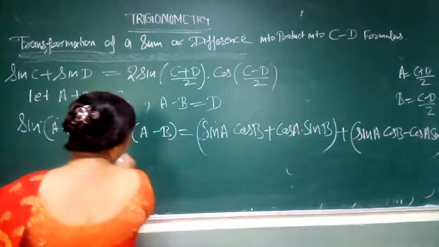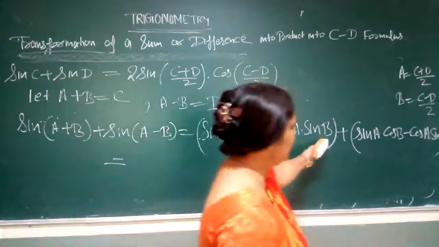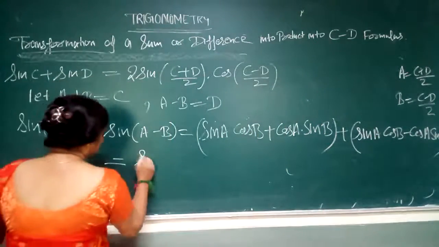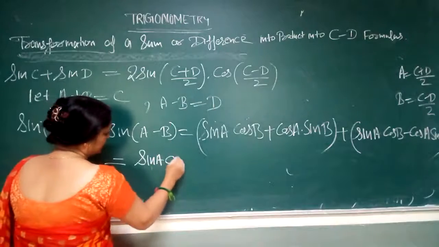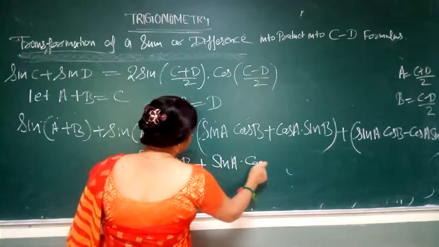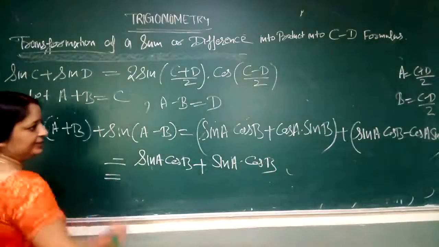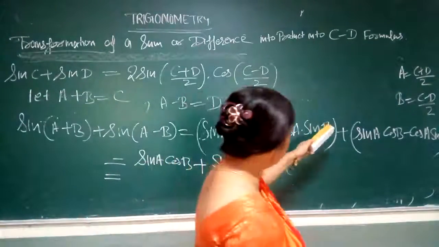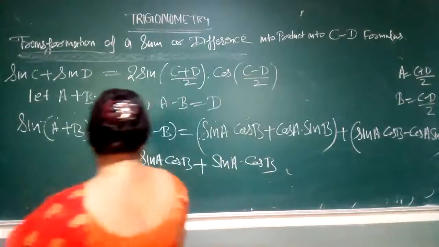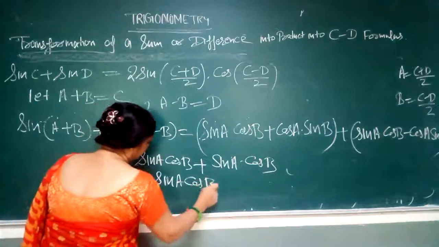After that, open the bracket. After opening the bracket, the terms cos a sin b and minus cos a sin b cancel. So what will come, students? It will be sin a into cos b plus sin a into cos b. Now what will come here? Again, after opening the bracket, this term plus and minus the same term will cancel. It will be twice sin a into cos b.